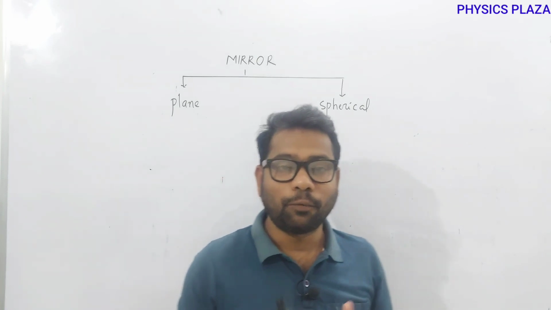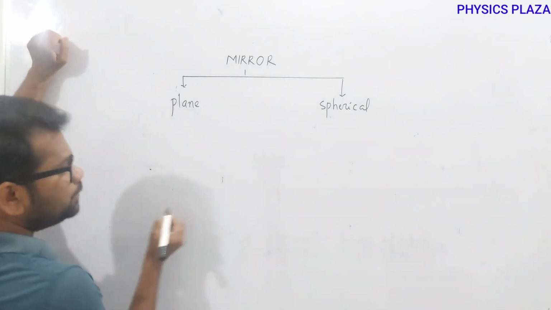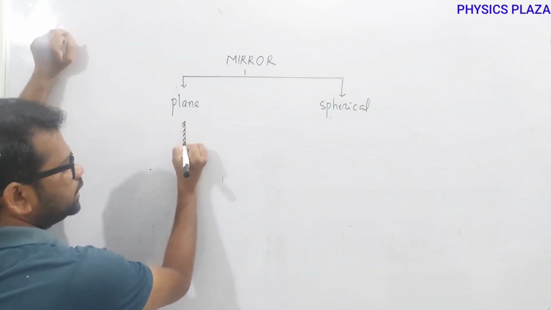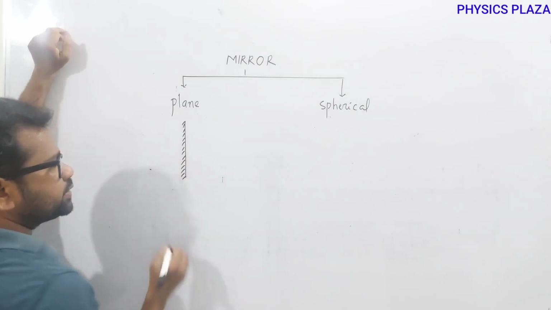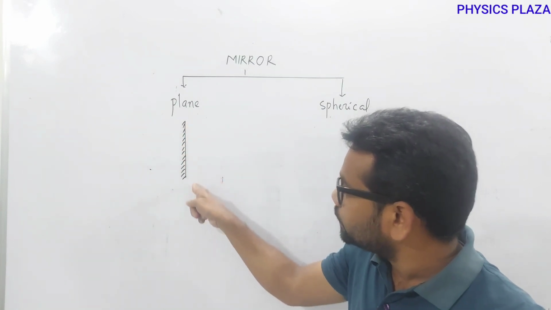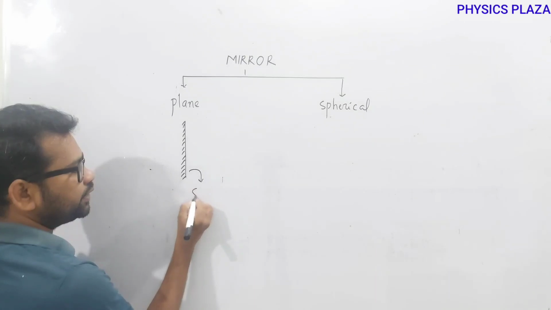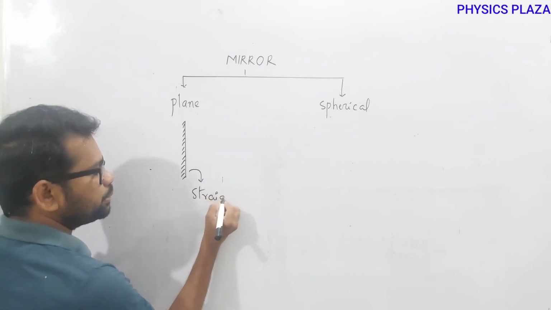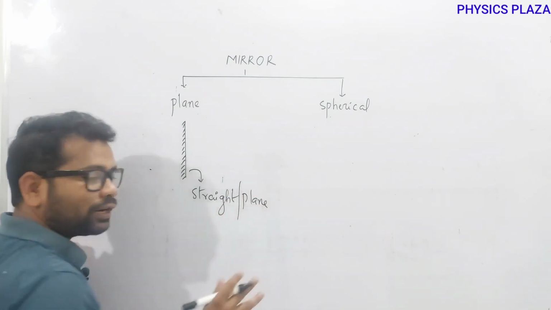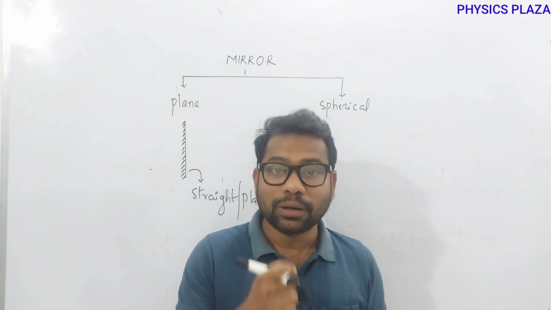Then what is a plane mirror? What is a spherical mirror? What makes the difference? Children, for a plane mirror, let us take this one. One side is silvered, and the other side acts as the reflecting surface. But the thing is, if you can see here, the reflecting surface is straight or plane. It's very, very important. The mirror whose reflecting surface is straight or plane is called a plane mirror.